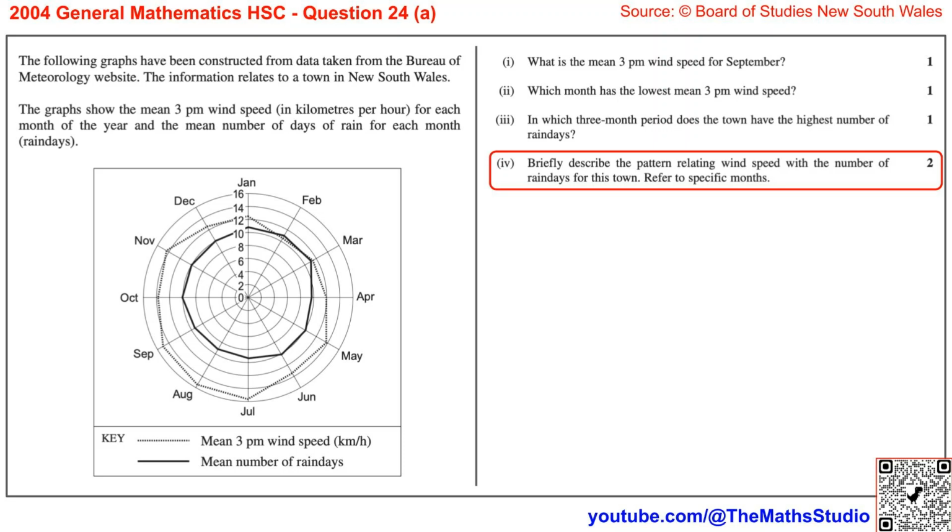Part 4. Briefly describe the pattern relating wind speed with the number of rain days for this town. Refer to specific months.